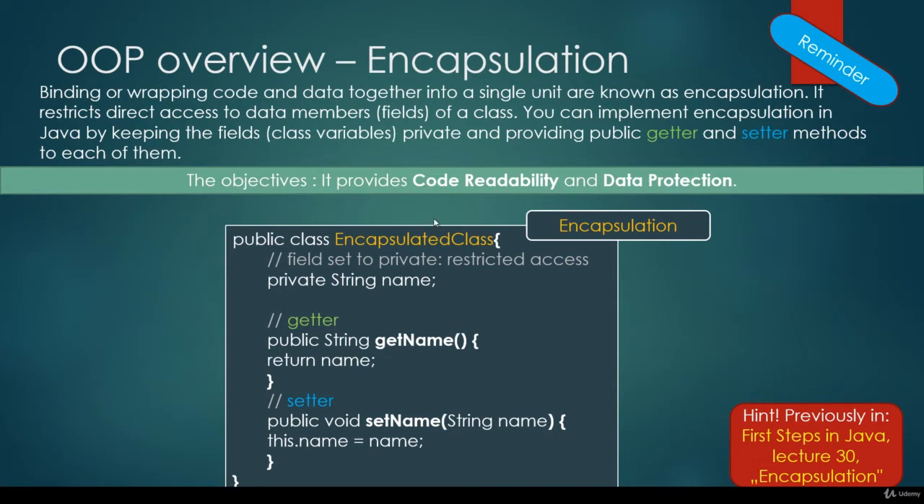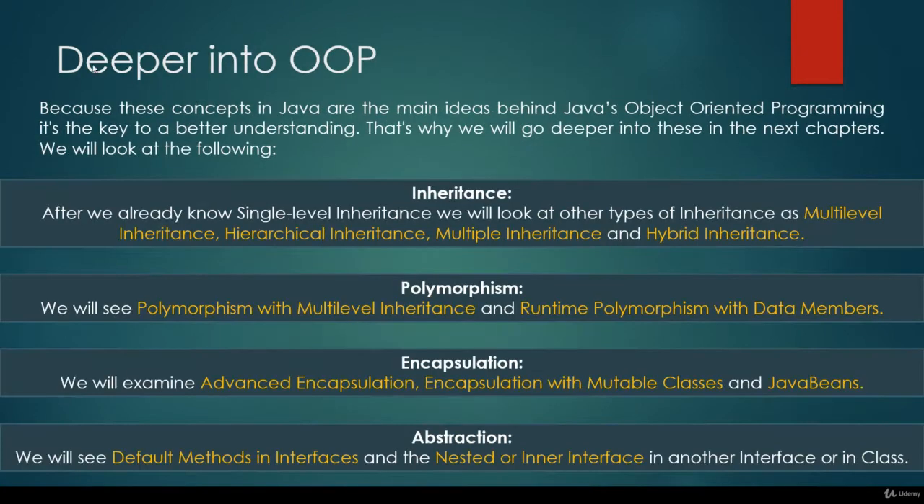For example, we have an encapsulated class with a field variable, the private string name, and with the help of getters and setters, we are able to return the name and change the value of the name variable. So this is called encapsulation. These are the four pillars of object-oriented programming. In the coming lectures, we are going to talk about inheritance, polymorphism, encapsulation, and abstraction on a one-by-one basis.